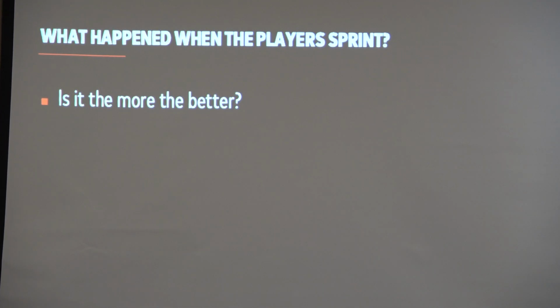Can you please repeat? Yeah. So when we look at the sprint data, it's not the higher the better, because it could be the player has making mistakes, and then they have to go back and chase the ball. You can have a lot of sprints for that.